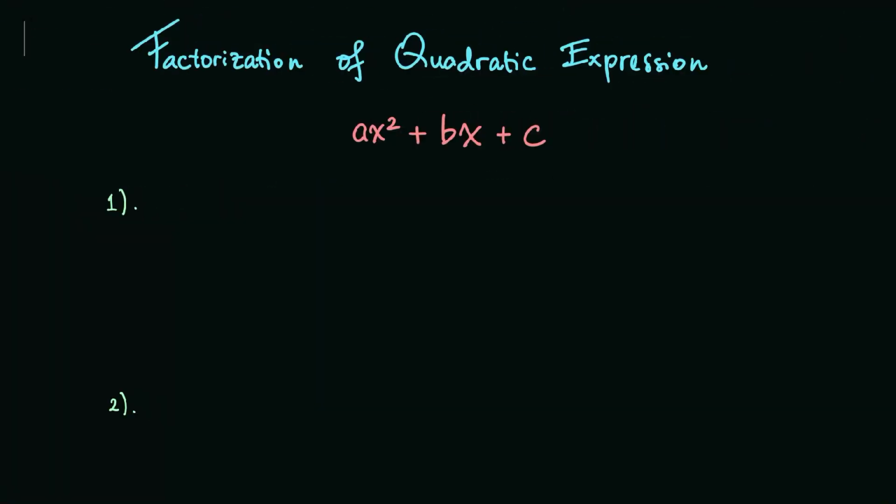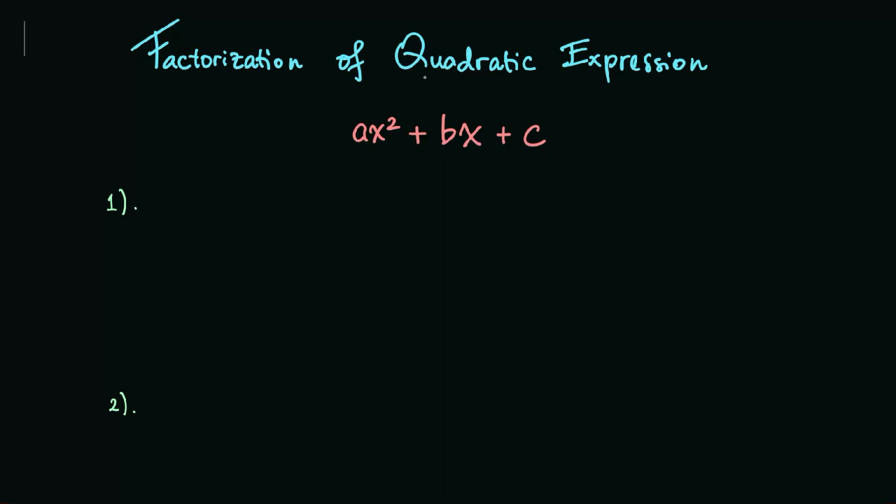Today we will learn about factorization of quadratic expressions, a skill that is probably going to be used a lot when you're studying basic algebra. Typically, we have a quadratic expression in the general form ax squared plus bx plus c. a is the coefficient of the x squared term, b is the coefficient of the x term, and c is the constant.